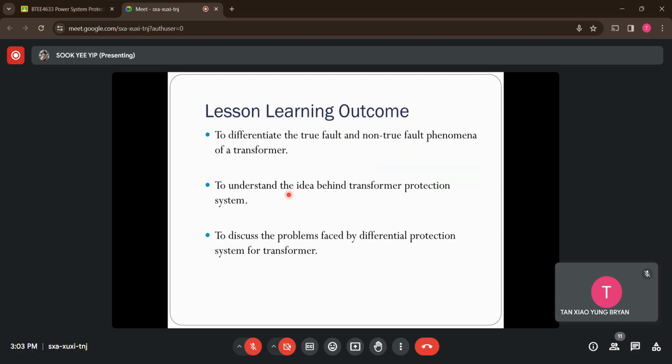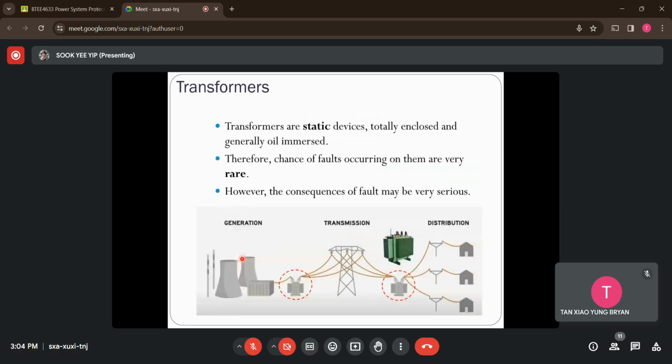And after this, you also understand the operations and the ideas behind the different protection schemes we have for the transformer, so that for example, if you want a protection scheme that deals with overheating situations, you know what is the right scheme to be applied. And the last one will be able to discuss the problems faced by the differential protection scheme for the transformer. All right, so now let's move on to the introduction.